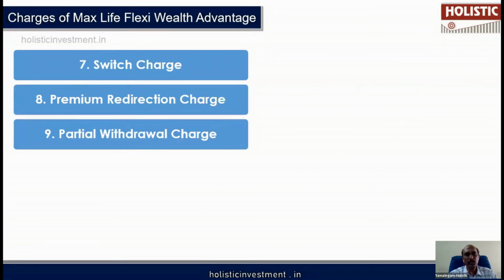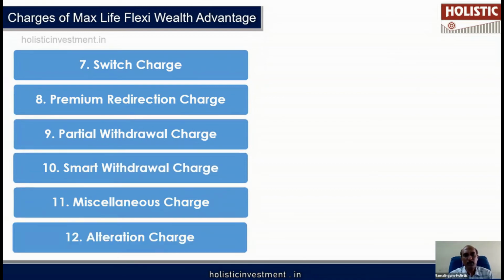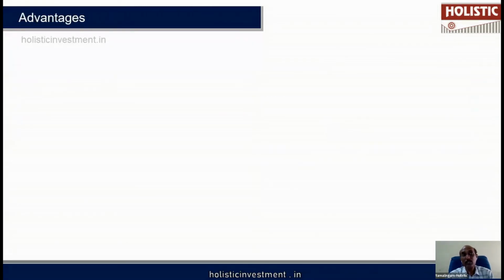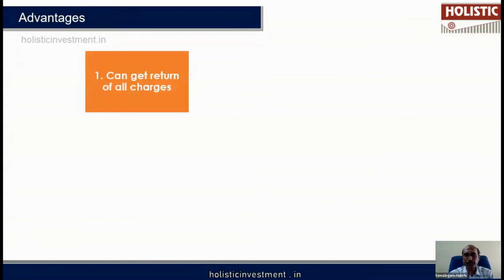So this discontinuance charge seems to be not justifiable. Switches and premium realization charges are not there. However, partial withdrawal, smart withdrawal, and alteration charges are there. All these charges pull down the net return of the policy. Though they deliver 8%, 4% gross return, the net return works out to be much lower because of these kind of heavy unjustifiable charges.